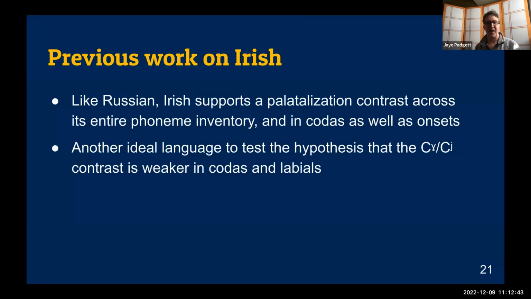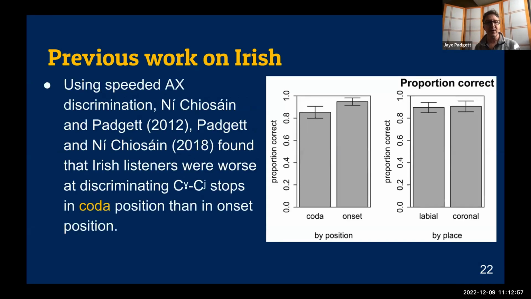Well, like Russian, Irish supports a palatalization contrast across its entire phoneme inventory, as I said, and in codas as well as onset. So it seems like an ideal language to explore these ideas in addition to Russian. In earlier work, Máire Ní Chiosáin and I did some perceptual experiments using speeded AX discrimination tasks. And one of the things we found in both papers was that listeners are more accurate in discriminating the contrast when the consonants are in onset position than when they're in coda position. We didn't find so much of a difference based on place of articulation in the 2012 paper.